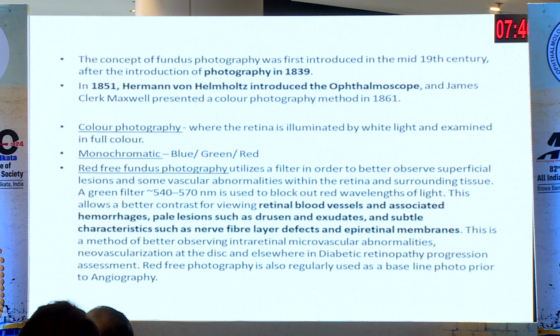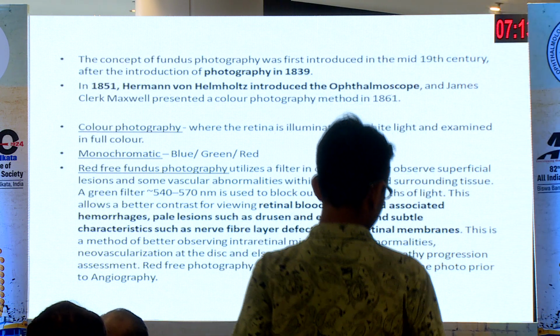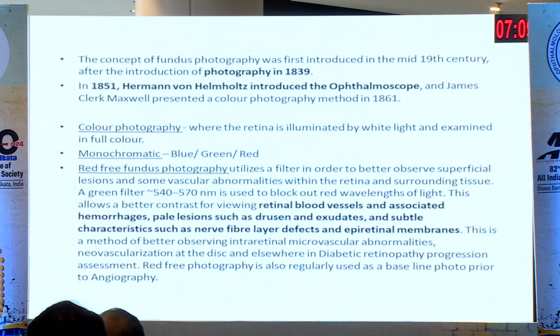So we do color photography, where a white light is taken, and monochromatic, where it could be blue, green, or red. The basic principle is that the blue will take care of the epiretinal membranes of the superficial retina. Green will take care more of the inner retinal layers, and the red has more penetration, so it would do the choroid and the posterior, the outer retinal layers. So that is the basic principle. Red free means a green light. There would be a green filter, the red would be blocked, and so you usually do a red free for retinal pathologies.